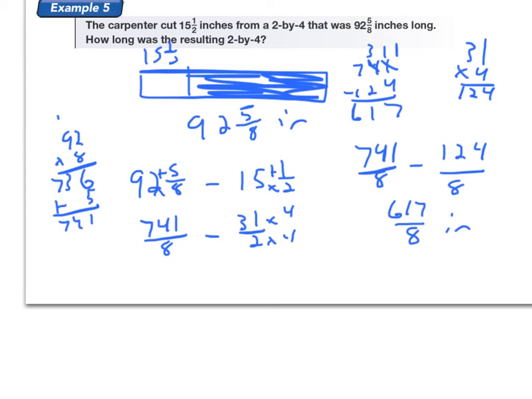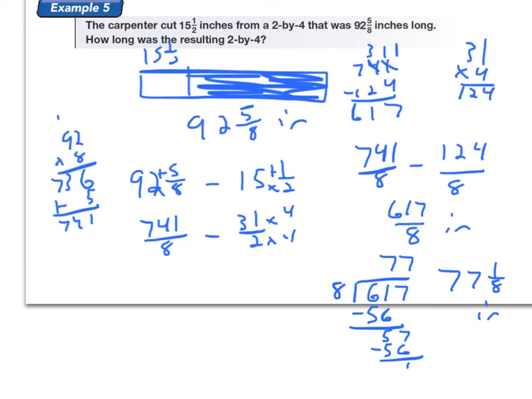Remember how we do that. We take the top divided by the bottom. Well, 8 doesn't go into 6, but it goes into 61 7 times, and 7 times 8 is 56. And I subtract, and I get 5 and 7, and 8 goes into 57 7 times, and I got 1 left over, so it's 77 1/8 inches remain.